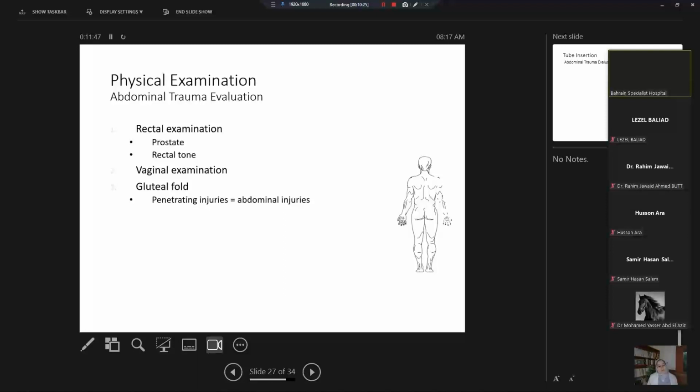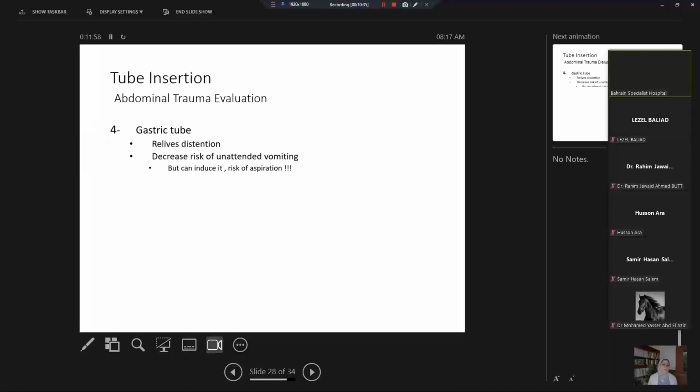I will also do the rectal examination for rectal tone and the vaginal examination, and we will be looking for any penetrating injuries in the gluteal fold. After that, we will be inserting our tubes. We will insert the gastric tube, which relieves distension and decreases the risk of unattended vomiting. However, it can induce it, so we have the risk of aspiration.